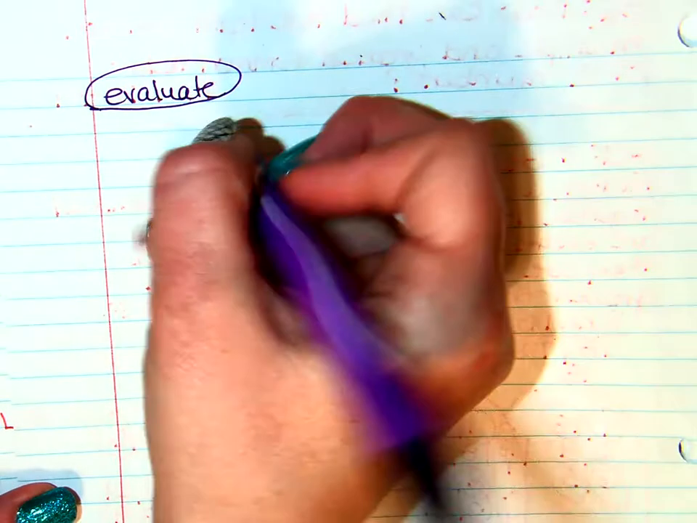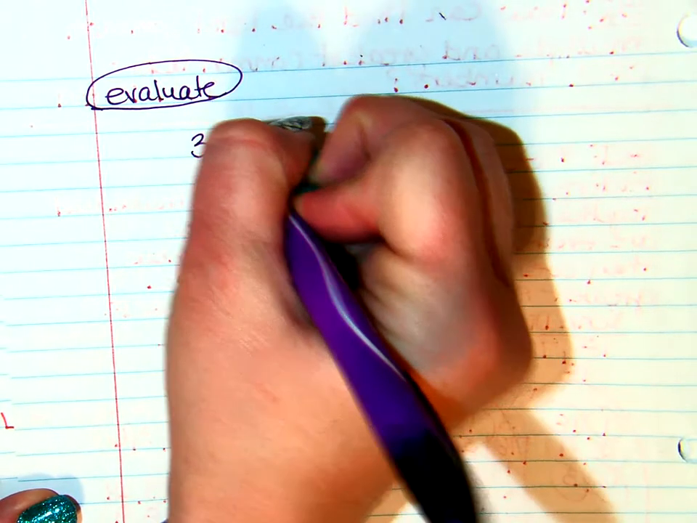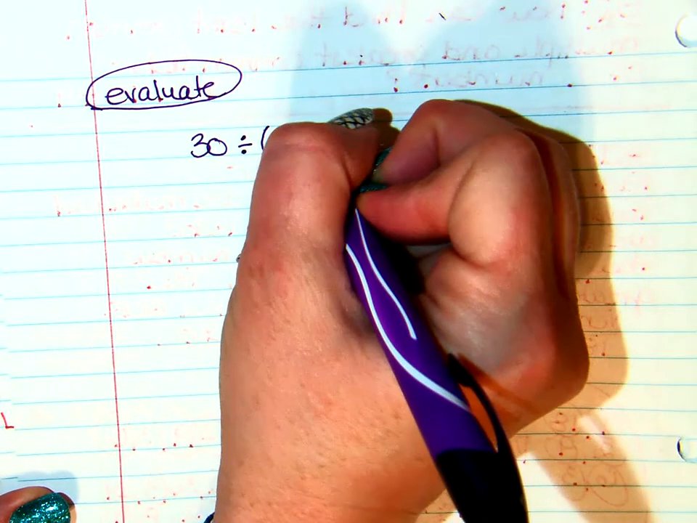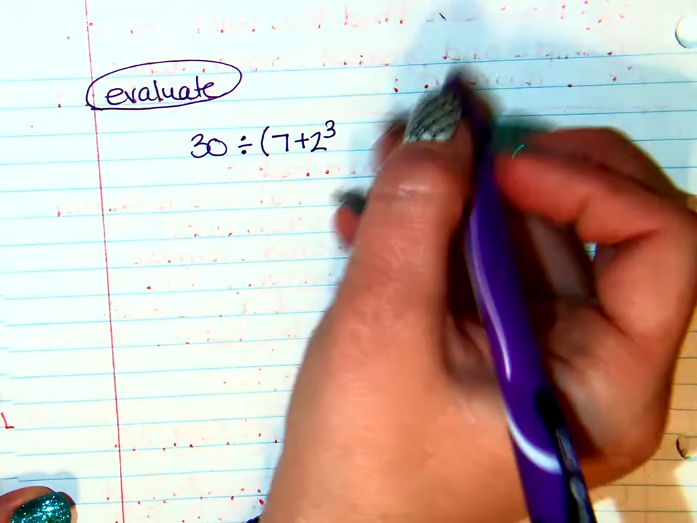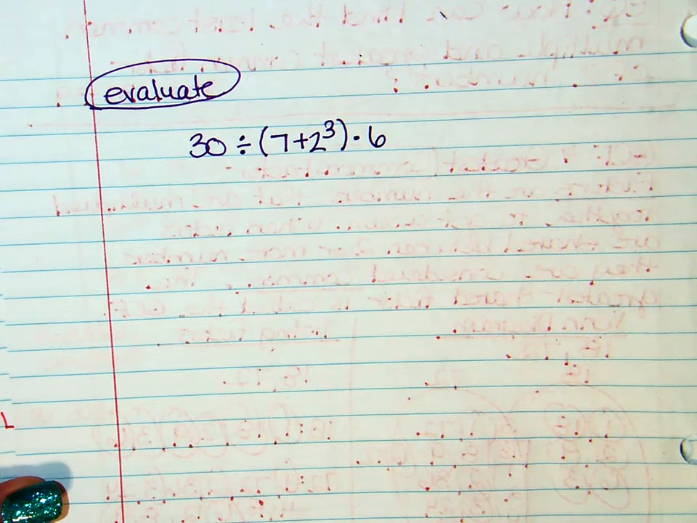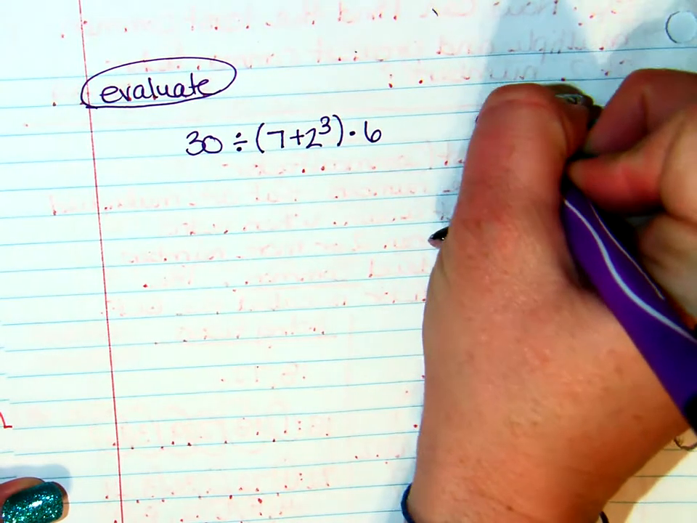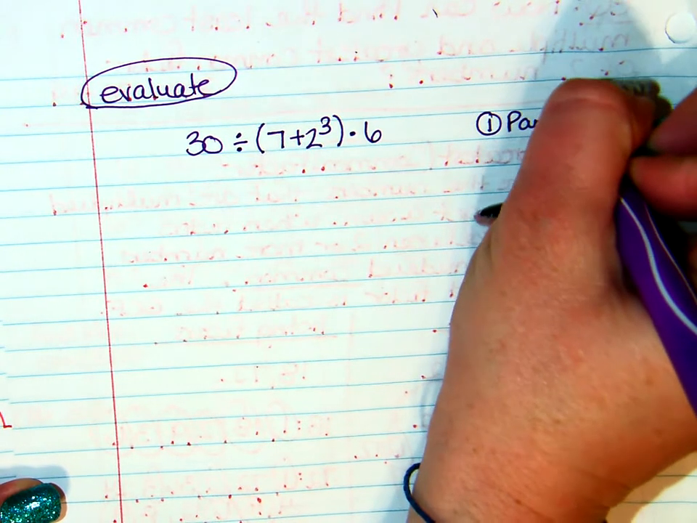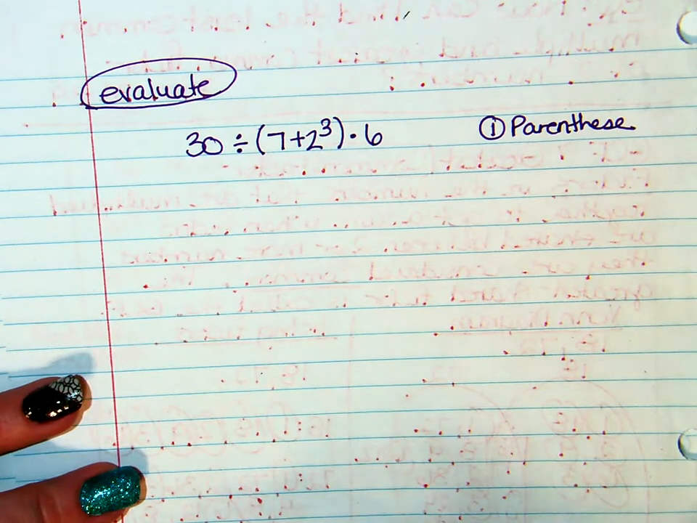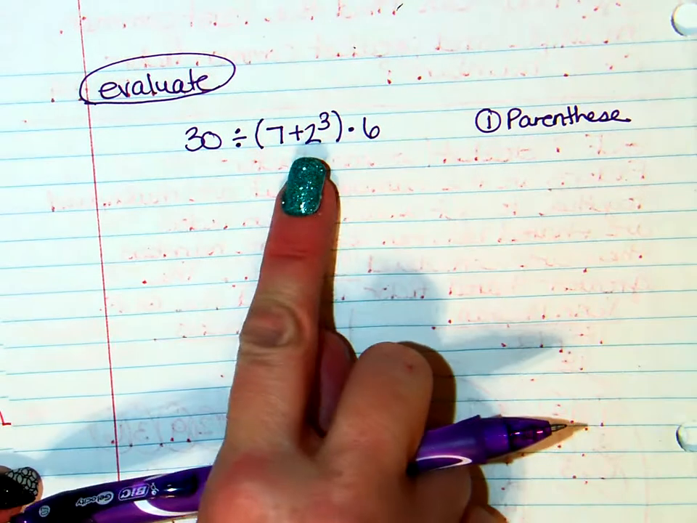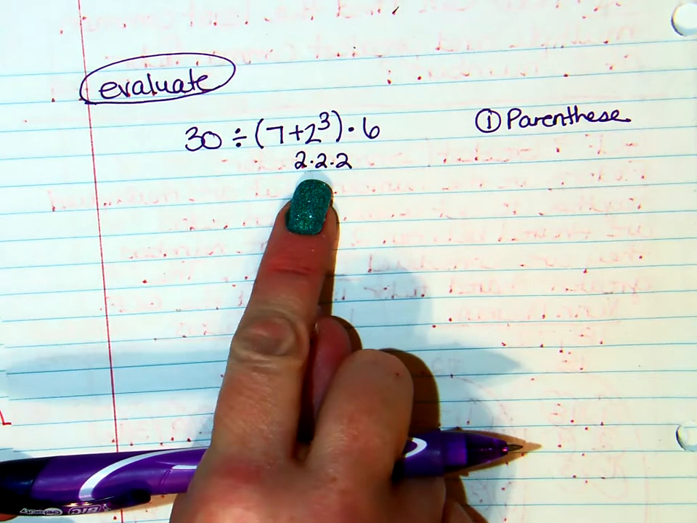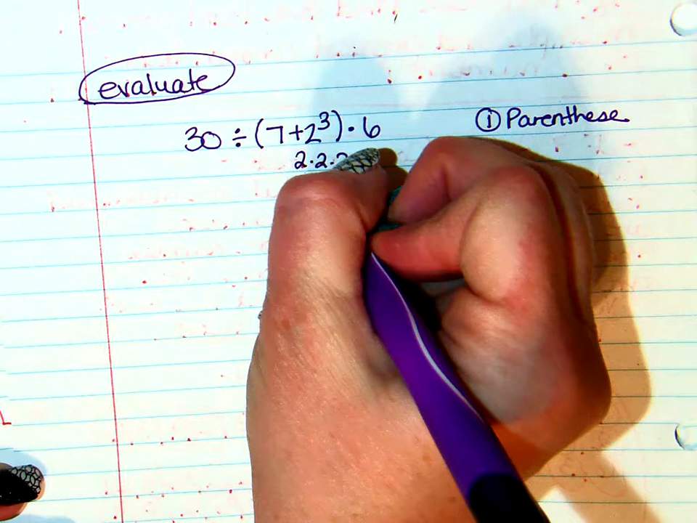So evaluate. Let's do 30 divided by the quantity 7 plus 2 cubed, or 2 to the third, times 6. All right, step 1, parentheses. Do we have any? We do, right there. So let's do that. And you're just going to solve following order of operations within the parentheses. So in this case, we have an exponent. That exponent is going to tell us to do 2 times 2 times 2. Well, 2 times 2 is 4. 4 times 2 is 8.